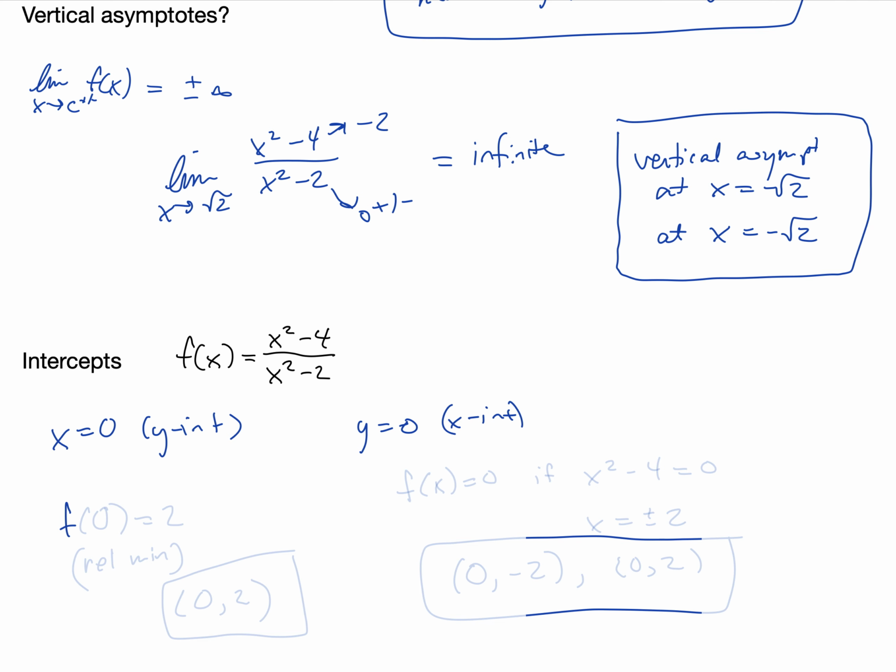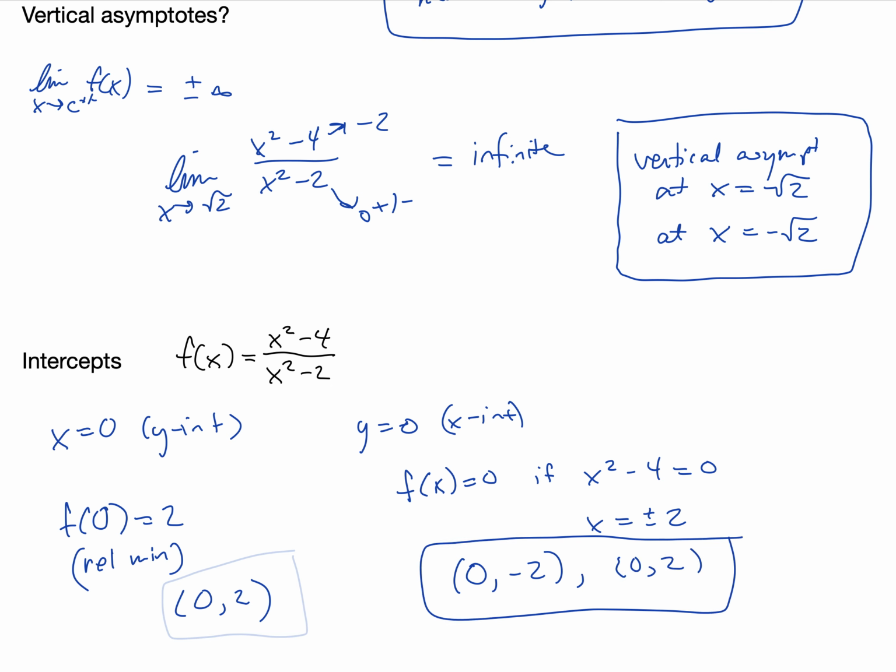So we already know that f of 0 we've already computed to be 2. We saw that there was a relative min at that point back when we were looking at the first derivative. So we've got (0, 2) as the y-intercept. And where are the places where the output equals 0? So f of x equals 0 if the numerator equals 0. If x squared minus 4 equals 0, that's going to happen when x is equal to plus or minus the square root of 4, at x equals plus or minus 2. So we do have two x-intercepts. We've got (-2, 0) and (2, 0). So those are all of our intercepts.